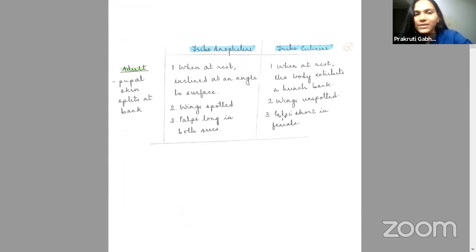And within 1 to 2 days, again, you have an adult, which when it rests, it inclines at an angle to the surface. The wings are spotted and the palpi are long in both the sexes, whereas in Culicinae, the palpi are short in the female. So these are the basic differences.